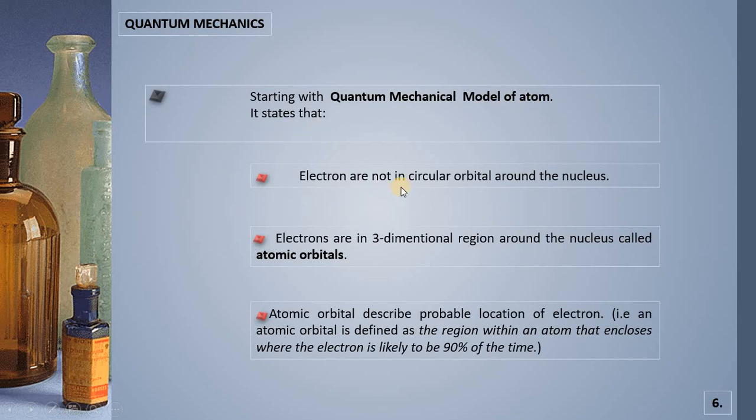It states that electrons are not in a circular orbit around the nucleus. Electrons are in a three-dimensional region around the nucleus called what? Atomic orbitals. What do I mean by these atomic orbitals? An atomic orbital describes the probable location of the electron that we have been looking for.